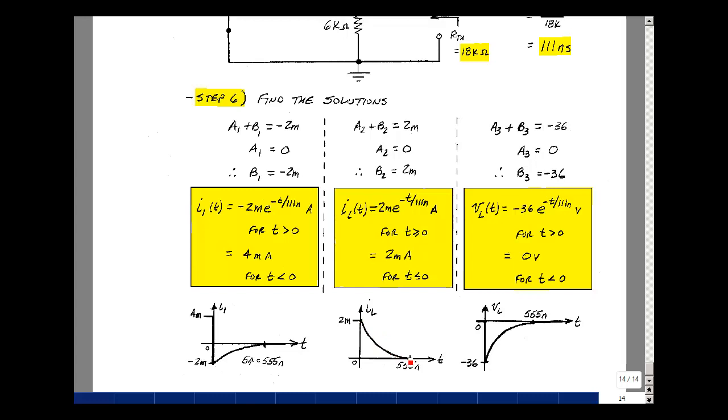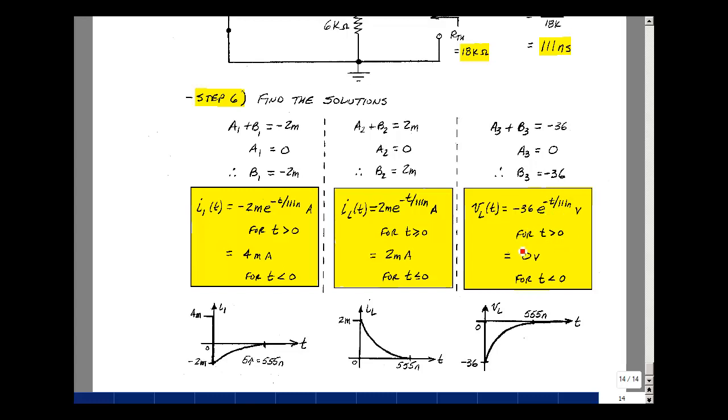basically be 0. For V sub L, we have A3 plus B3 is minus 36. A3 was 0, so B3 is equal to minus 36. We have A3 plus B3 e to the minus t over tau, so 0 minus 36 e to the minus t over 111 nanoseconds. So it's true for t greater than 0.